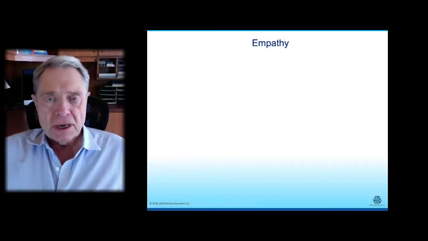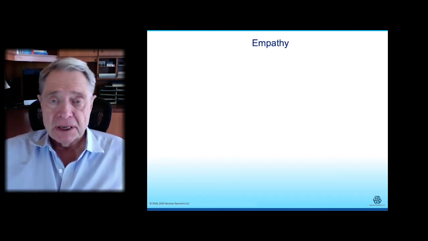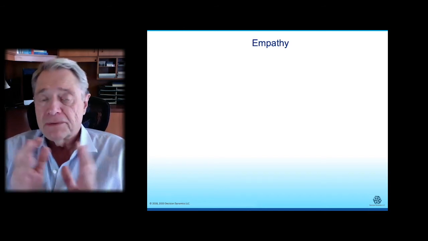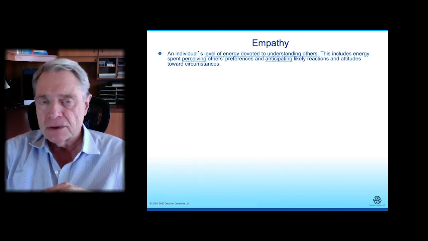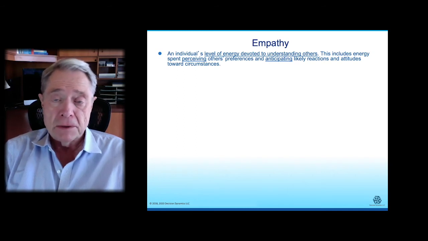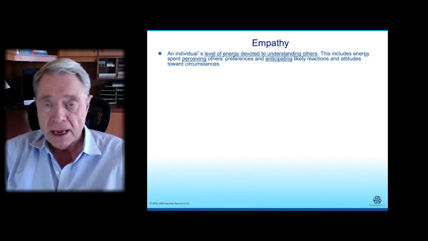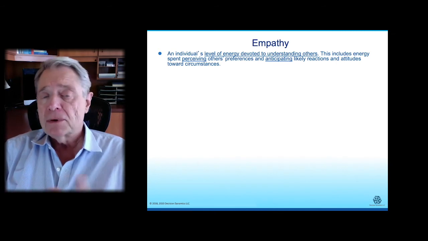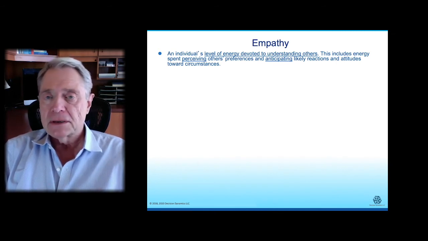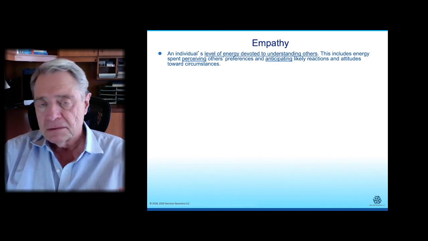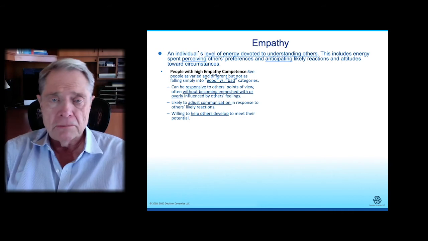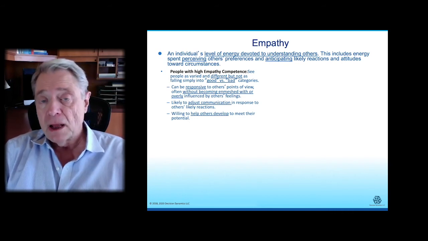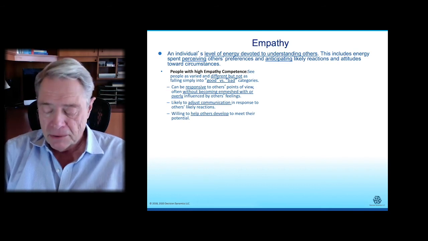The third emotional competency I'm going to talk about is empathy. And empathy, as we define it, simply reflects the amount of energy a person is inclined to invest in understanding other people's behavior, their preferences, their likely reactions. People who score high on empathy tend to see other people as different, as not falling into any simple good or bad categories. And consequently, they tend to thrive fairly well dealing with a wide diversity of people.